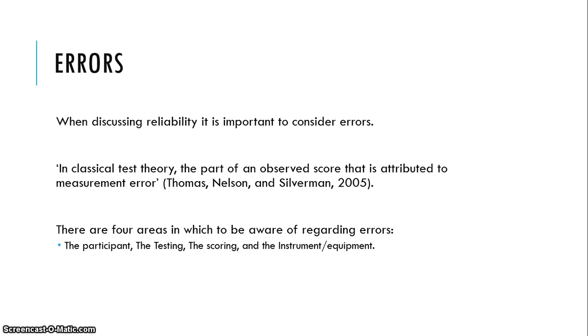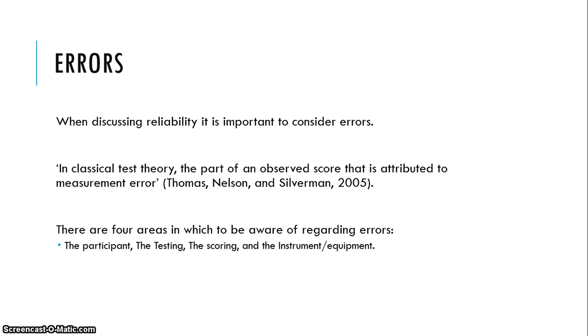Something to be really considering when you plan your study is errors. Errors are defined as, in classical test theory, the part of an observed score that is attributed to measurement error. So again, I'm using Thomas, Nelson, Silverman 2005, a really good book to use when you're starting research methods. The way I want you to look at errors at the minute, without going into too much depth, is the 4 areas listed on the PowerPoint here.